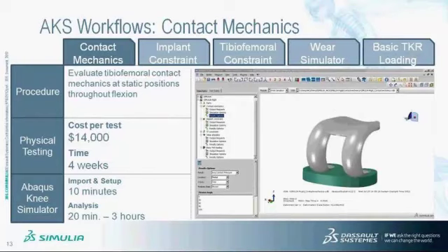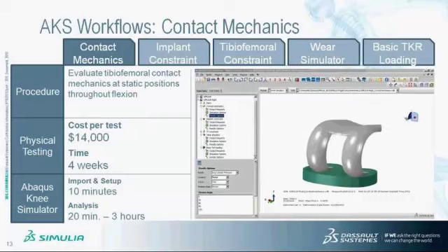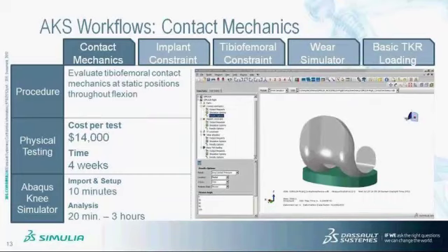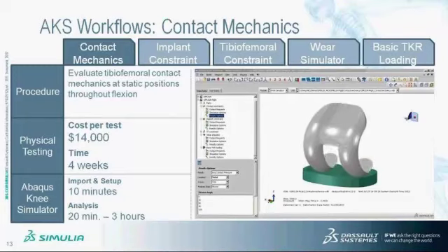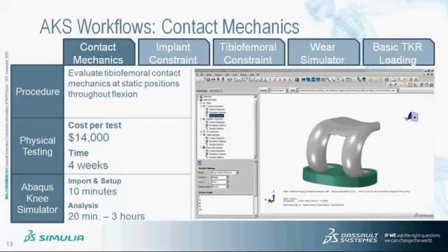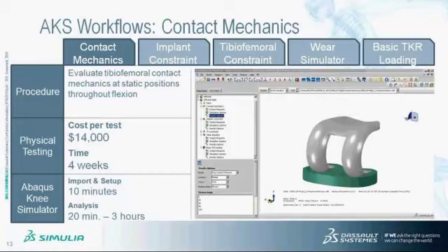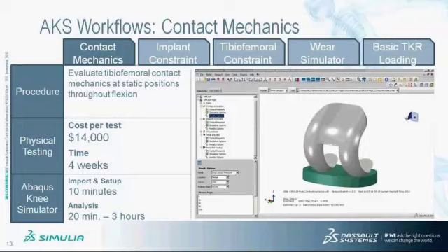For the contact mechanics workflow, the cost for running a single physical test is around $14,000, and it takes about 4 weeks. The cost doesn't include constructing the prototype and all the manpower needed for that. It's just for the physical testing itself. While running the evaluation using the Abaqus knee simulator, the user only needs about 10 minutes to set up the model, and the simulation runs within 3 hours. This is done using the value we report here for analysis done using 24 CPUs.